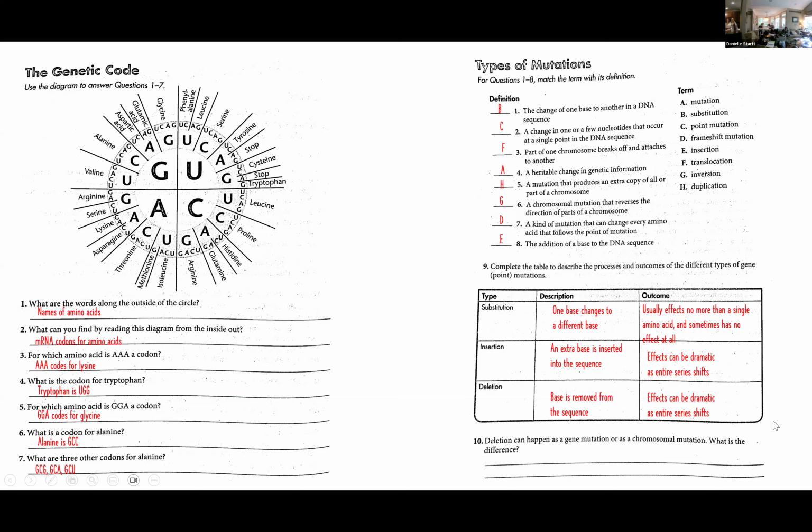What's the difference, Caitlin? Gene mutations involve changes in one or a few nucleotides. Chromosomal mutations involve changes in the number or structure of the chromosome. That's exactly right. Perfect answer. So gene mutations, deletion happens when a base is removed from a DNA sequence.